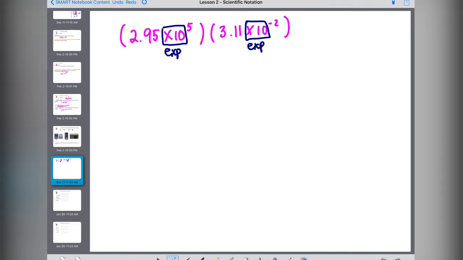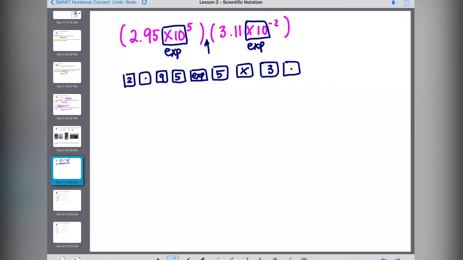So on your calculator, to punch it in, you literally would punch 2.95. If you have your calculator, can you follow with me? 2.95, EXP. Don't press the times. Don't press the times. You would punch it in like that. 2.95 EXP 5. And then you would press the multiplying button, because that's what this is, right? I'm multiplying it by 3.11. No multiplying this one. I'm replacing the whole EXP, or if it's EE or whatever. And then you need to find the negative, not minus. This is the negative button, 2. And then you press equal.